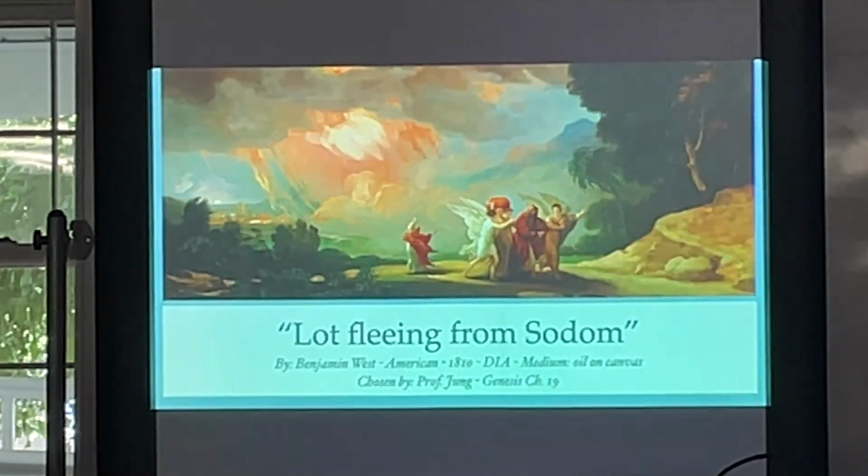Lot fleeing from Sodom, chapter 19 by Benjamin West. This is also in the DIA, and it is oil on canvas. What do you think? You can see God's anger coming down, and the angels trying to protect Lot, but she turns. So it's biblically accurate. The angels are with them, leading them to Zoar.